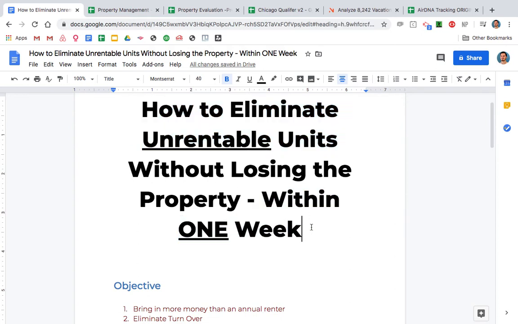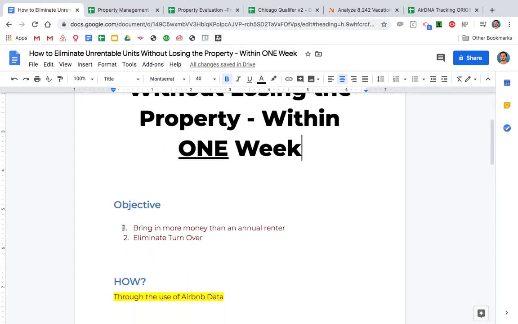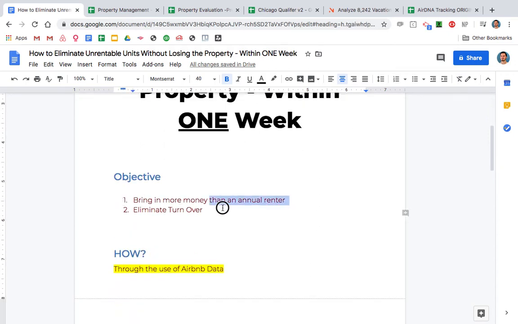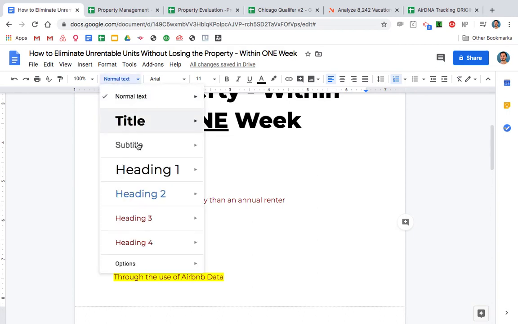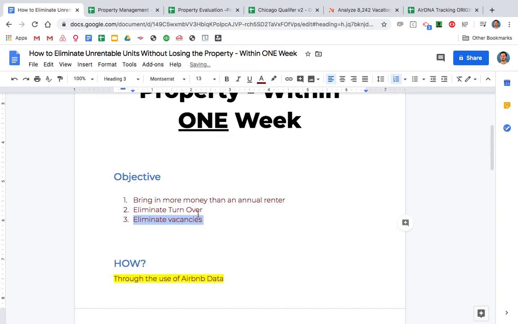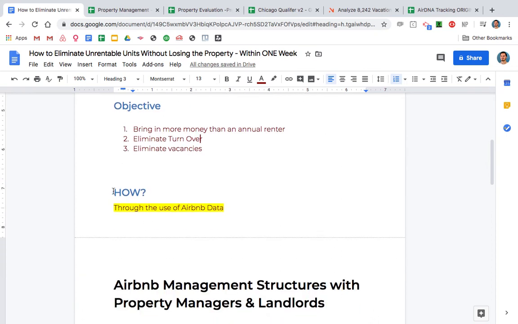Okay, so let me explain the objective. The objective is to bring in more money than an annual renter and eliminate turnover. And one other thing we're going to eliminate is vacancies. Yeah, there you go, vacancies. Did I get that right, computer? All right, so we want to eliminate vacancies, and those are going to be our three objectives. What a great way to start off the video. Anyways, I'm just human.